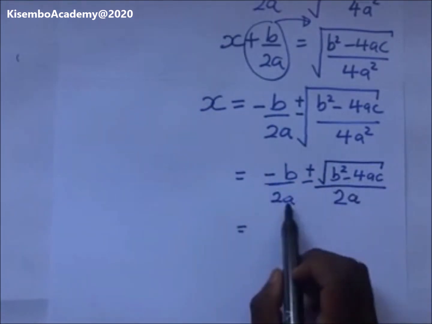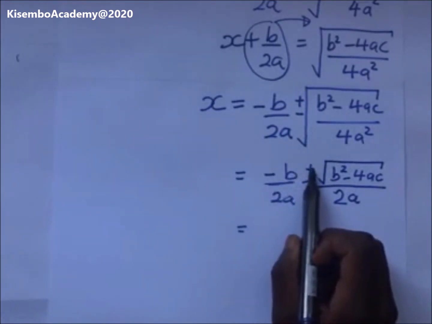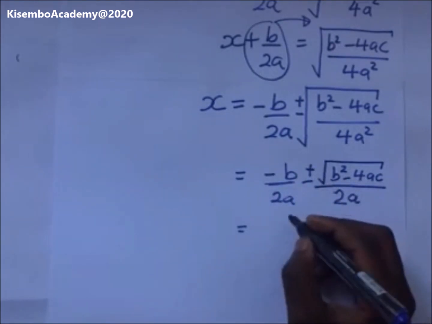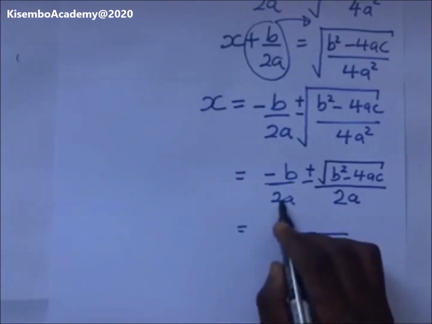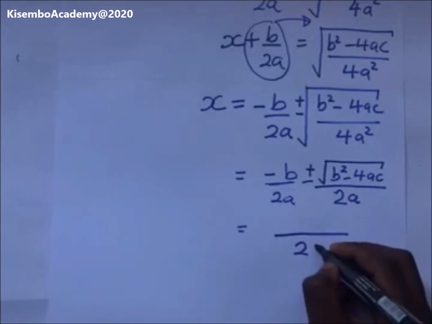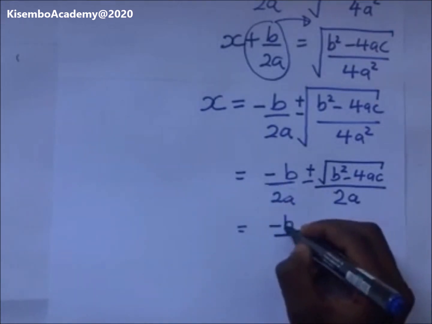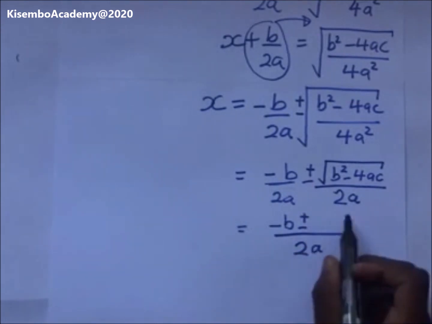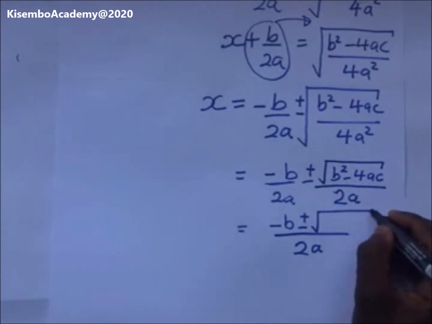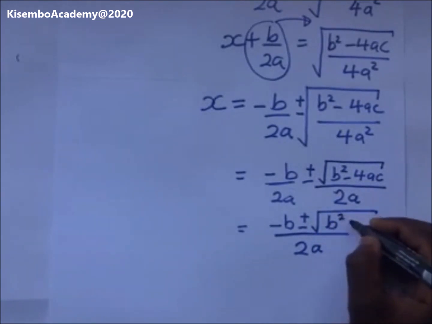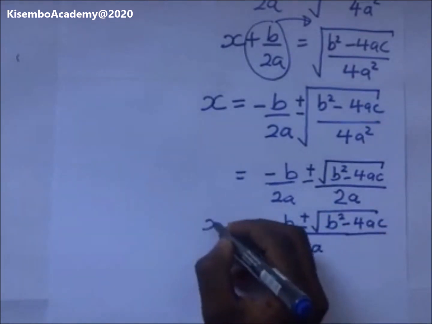And of course here the LCM is going to become, when we add, either plus or minus. To simplify this further, the LCM is 2a. 2a divided by 2a is 1. 1 times negative b is negative b, plus or minus 2a divided by 2a is 1. 1 times this whole bit is going to give you the square root of b squared minus 4ac. That is going to become x.